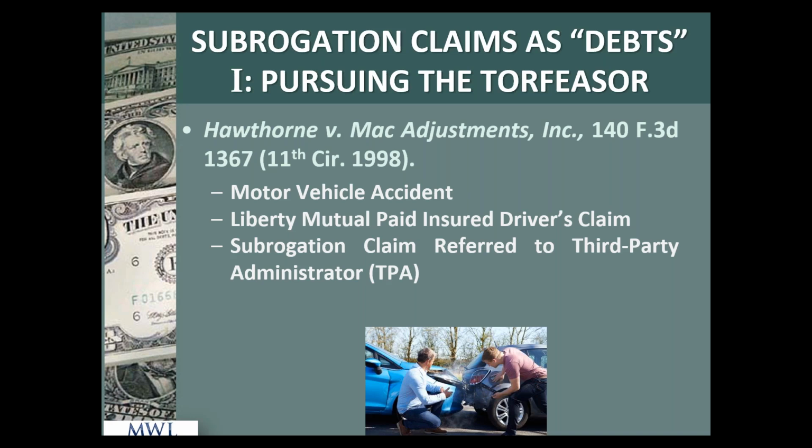It is Hawthorne versus Mac Adjustments Incorporated. Here was a two-person motor vehicle accident. Liberty Mutual was the auto insurer of the not at fault driver. They paid out the claim, and after that, they referred it to their TPA to go ahead and pursue subrogation against the at fault driver. Apparently Hawthorne didn't care much about that, and in order to skirt his obligations to some degree, he decided to hire an attorney who thought it would be a clever idea to bring a claim under the FDCPA.